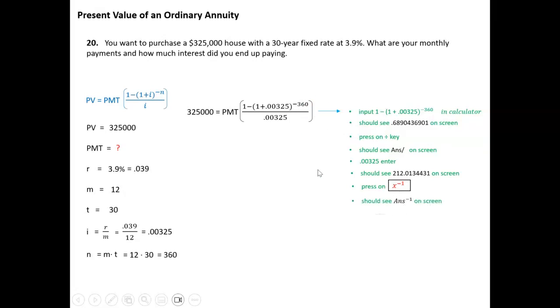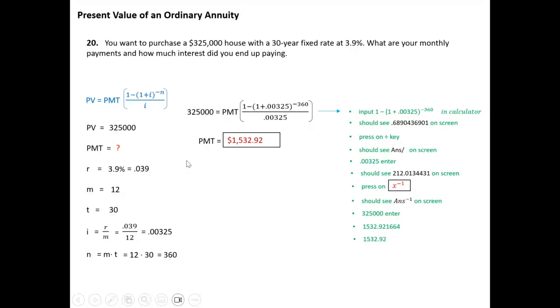So all you do is hit the inverse key, and then you enter the number on the left, which was 325,000. This is the result that you should see. So the payment was $1,532.92. That's how much your monthly payments will be.